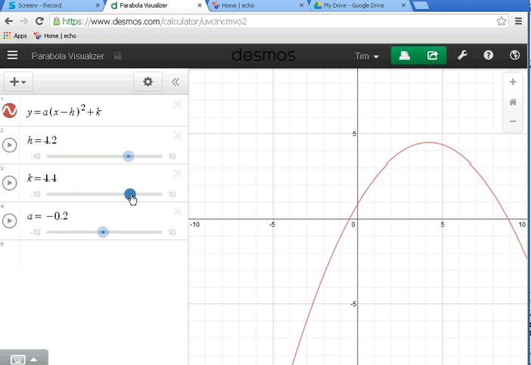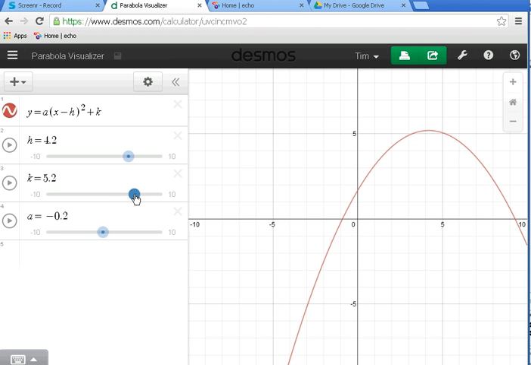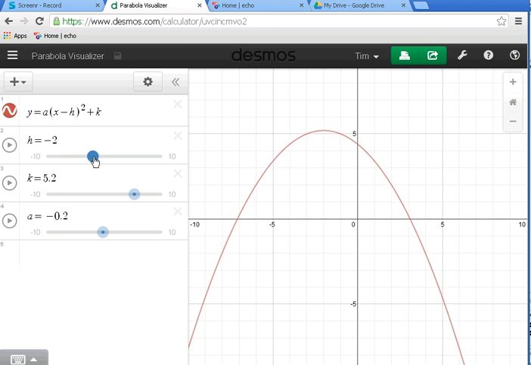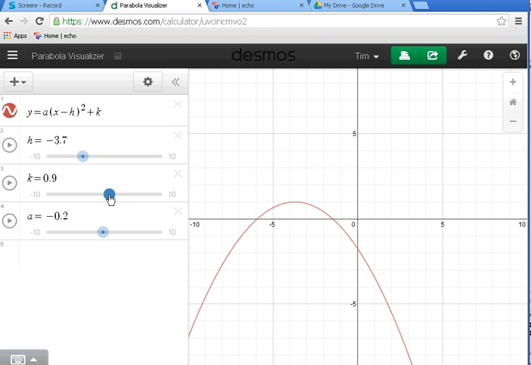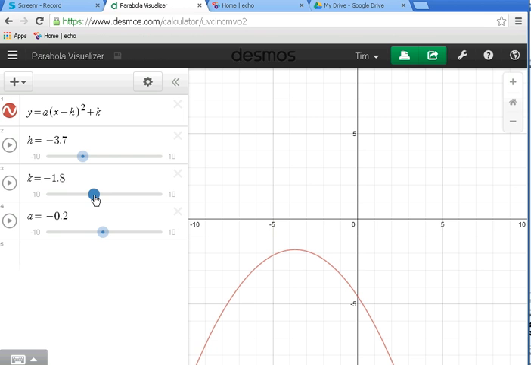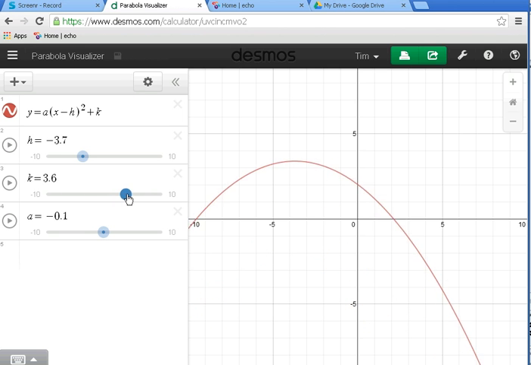Increase h, you move the parabola to the right. Increase k, you move the parabola upward. Decrease h, you move the parabola to the left. Decrease k, you move the parabola downward. It's the same as it is for every equation. And that's really the big lesson that I need you to be taking away from this particular project.